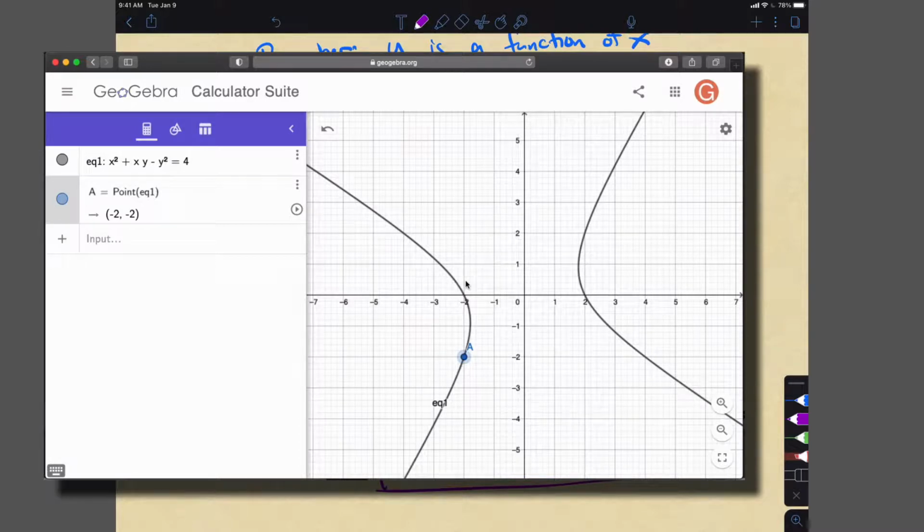And that was baked into this expression we just found for dy/dx. So you can check it out, maybe play around with this, graph this in GeoGebra, draw a tangent line, and you'll see the slopes of the tangent lines should match exactly that function we just found if you plug in the corresponding x and y values.